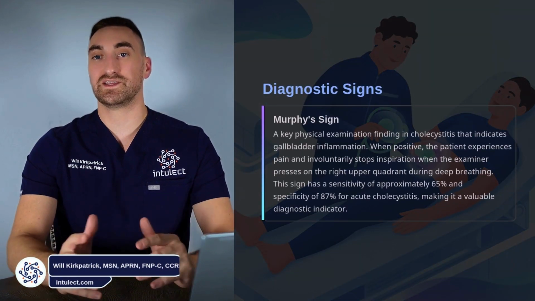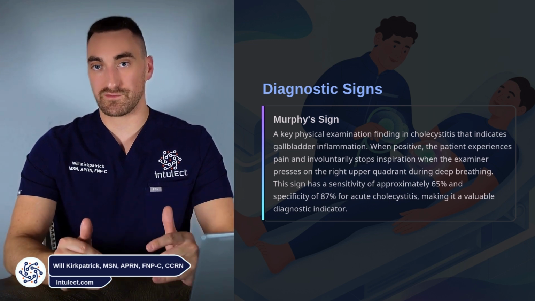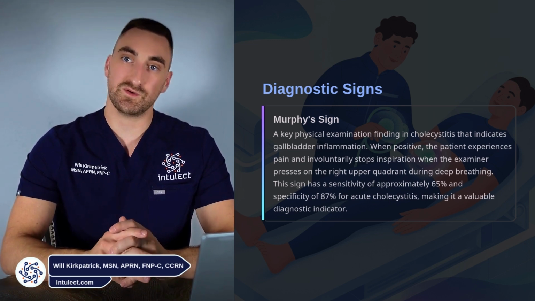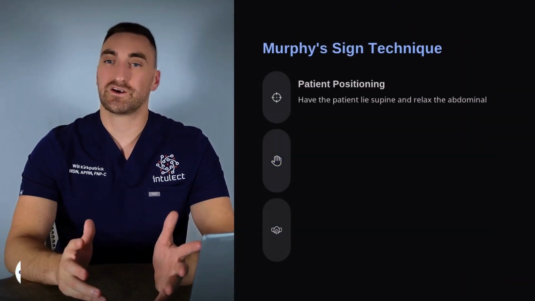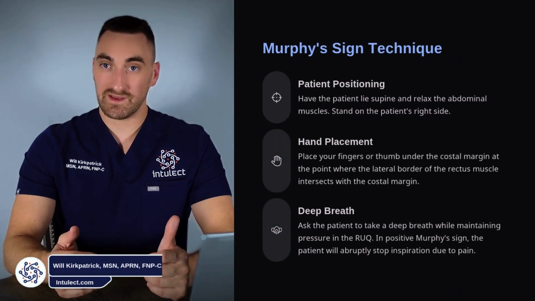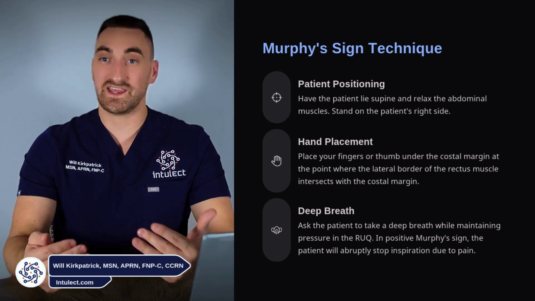And one of those signs that they'll commonly ask you about is called the Murphy's sign. So basically, when you press down on the right upper quadrant, it's going to cause severe pain. And this pain is characteristic, especially when they take a deep breath. That severe pain comes on suddenly and takes their breath away.